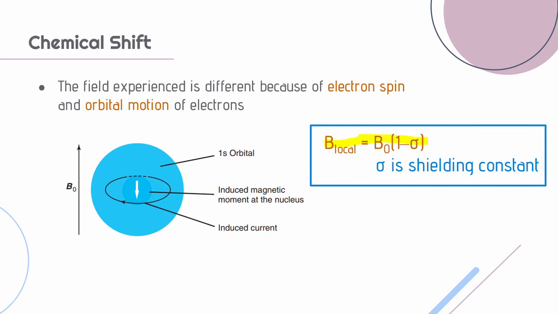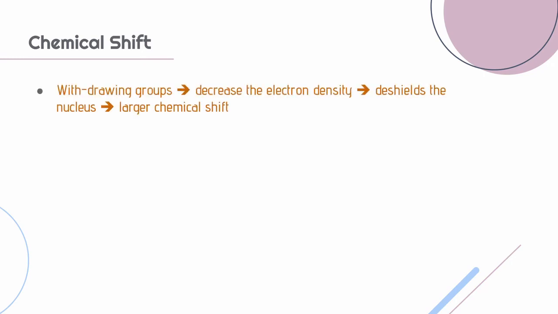Because the local field at the nucleus is thus smaller than B naught, the resonance condition is met even at lower frequency than expected. What happens when there is an electron withdrawing group is that it decreases the electron density at the nucleus, and this deshields the nucleus, so there is a larger chemical shift.